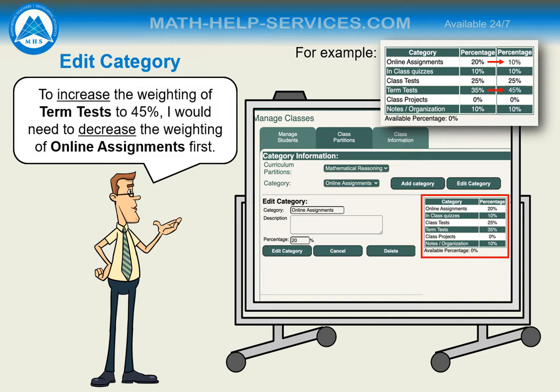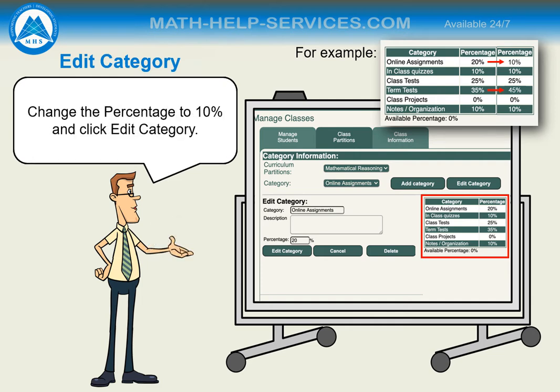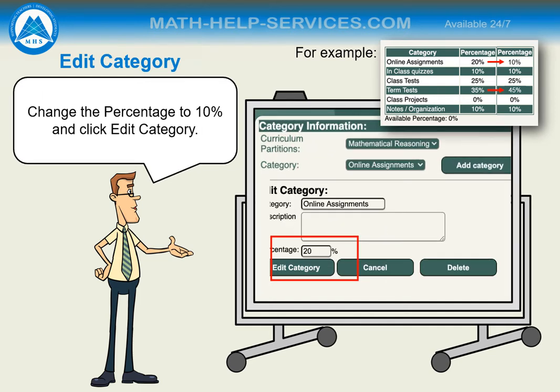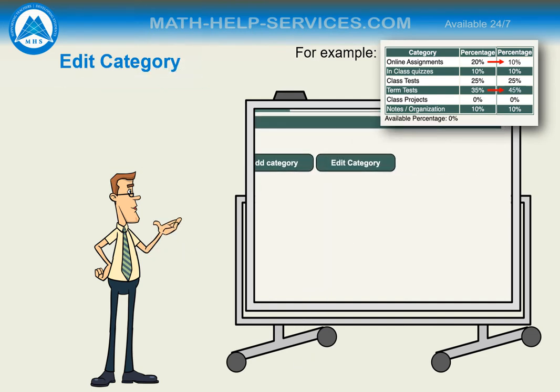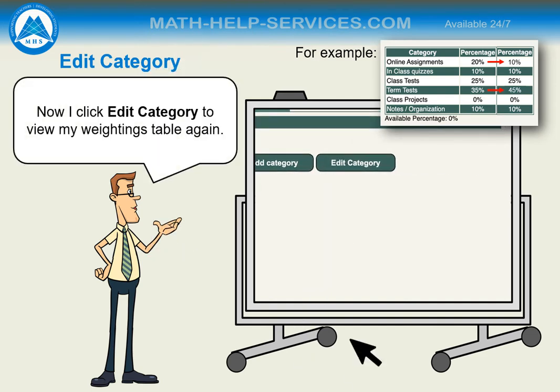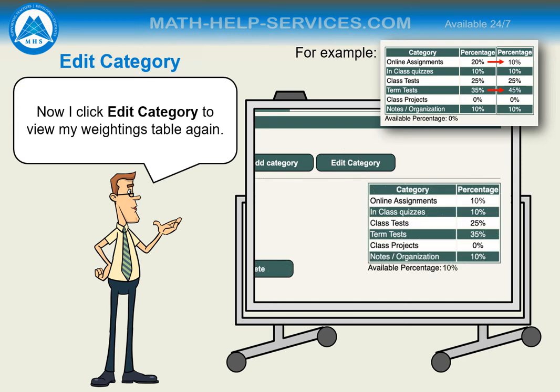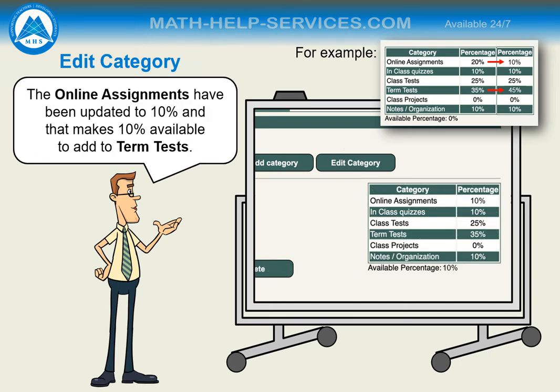To increase the weighting of term tests to 45%, I would need to decrease the weighting of online assignments first. Change the percentage to 10% and click Edit Category. Now I click Edit Category to view my weightings table again. The online assignments have been updated to 10%, and that makes 10% available to add to term tests.